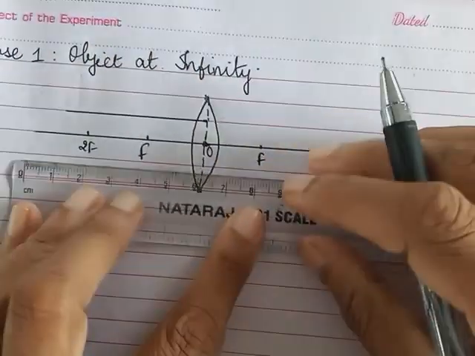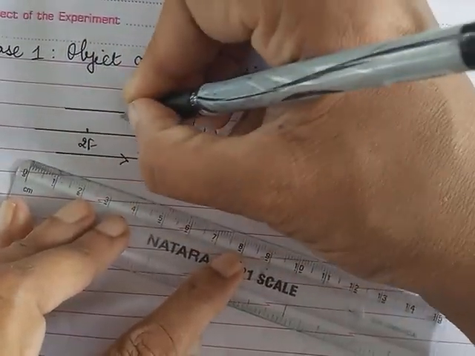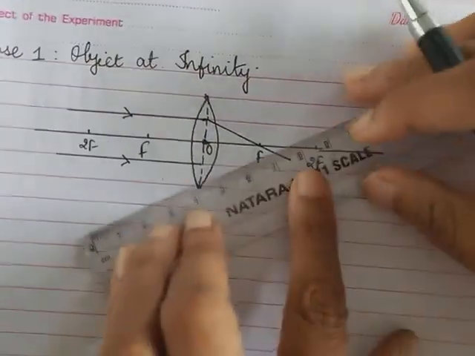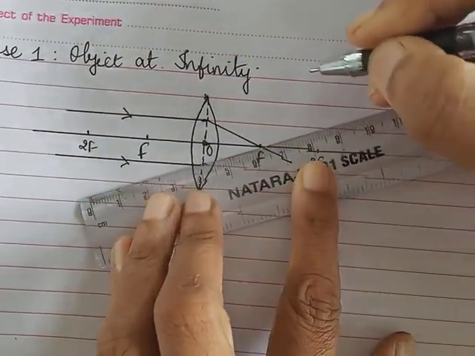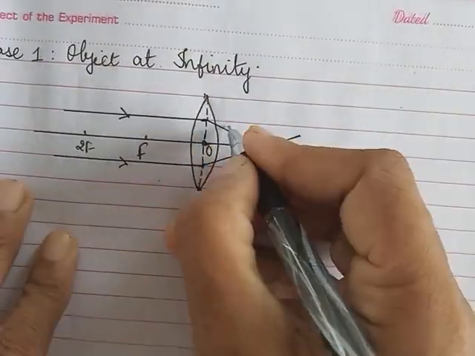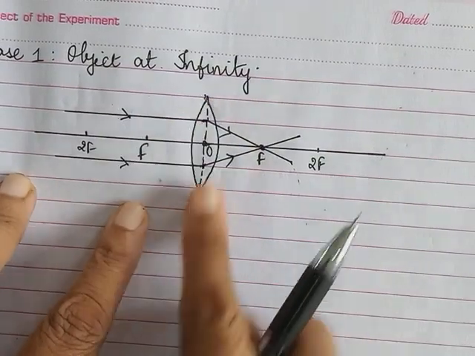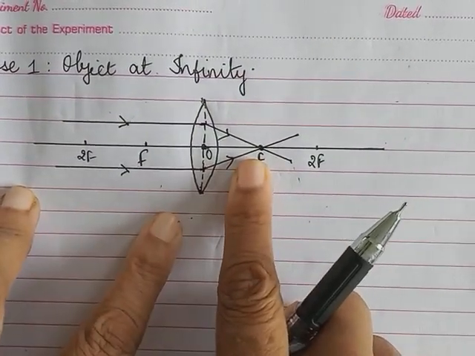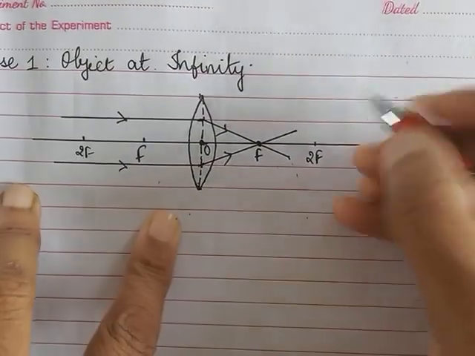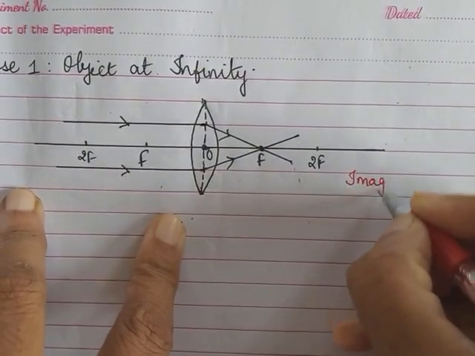Okay, so you can take any number of incident rays. So let's take at least 2 rays. So this is one incident ray and this is another incident ray. So after refraction they will bend, both will pass through the principal focus. So this is the ray diagram for object at infinity. So image will be formed at F, principal focus, image formed at principal focus.